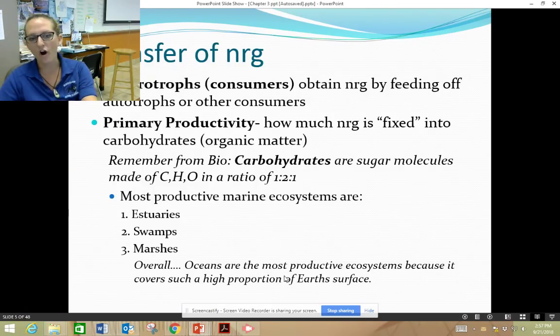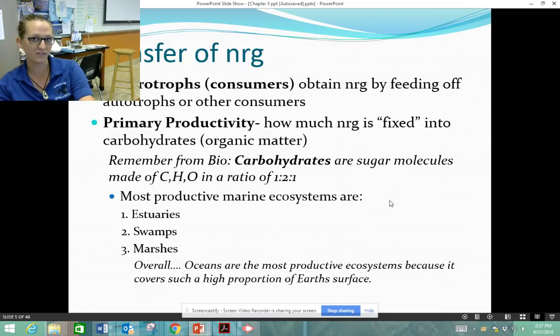Now, overall, the oceans will be the most productive ecosystem because there is so much of it, right? There's way more ocean than there are swamps, estuaries, and marshes. But you have those areas of the ocean that don't do anything, like the open ocean, middle of the ocean. Really nothing's going on there. But because they're so big, they are the most productive because there is more of it.